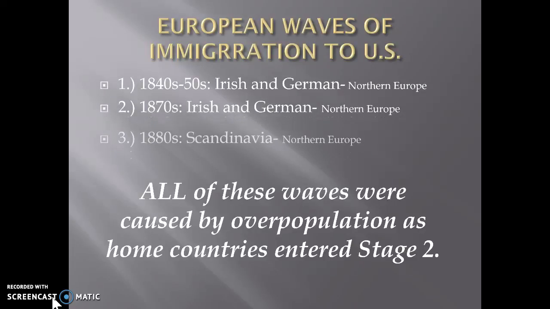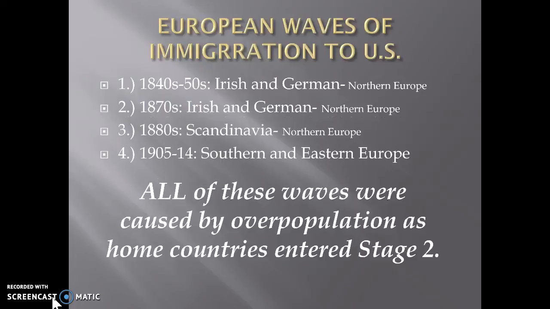The first one were Irish and German during the 1840s and 1850s. The next were the 1870s with the Irish and Germans. So if you were asked a question that said you knew nothing else but that your family came to the United States from Europe between the 1840s and the 1850s, what you would say is that most likely my family is either Irish or German. Keep that in mind. In the 1880s, Scandinavians came over. And then from 1905 through 1914, Southern and Eastern Europe is where the majority of the people were coming from. A lot of the things affecting the Irish were due to politics as well as famine. Germans, the same thing.